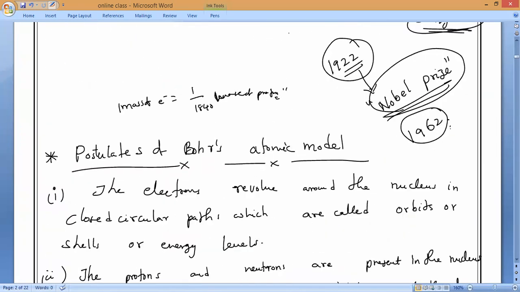And remember, these postulates were not given only by Mr. Bohr; they were suggested by Bohr, and one more person is there, whose name is Bury. Both persons, Bohr and Bury, suggested this model. That is why this model is called Bohr's atomic model. Please remember that. So two scientists, but we can say this is Bohr's model.